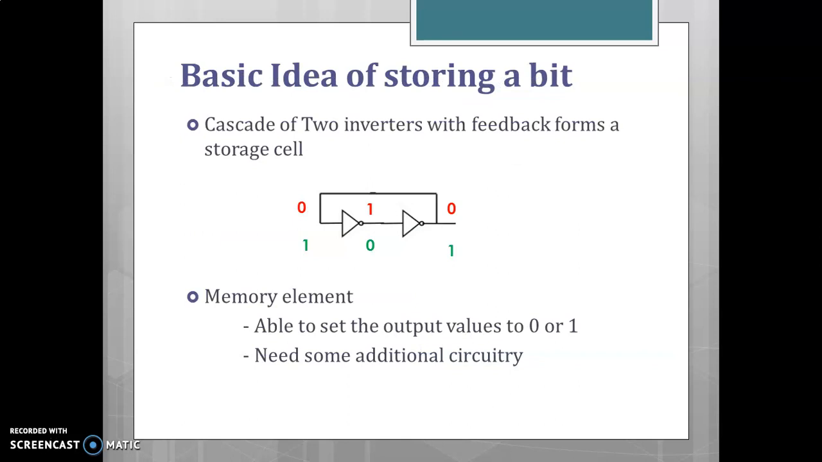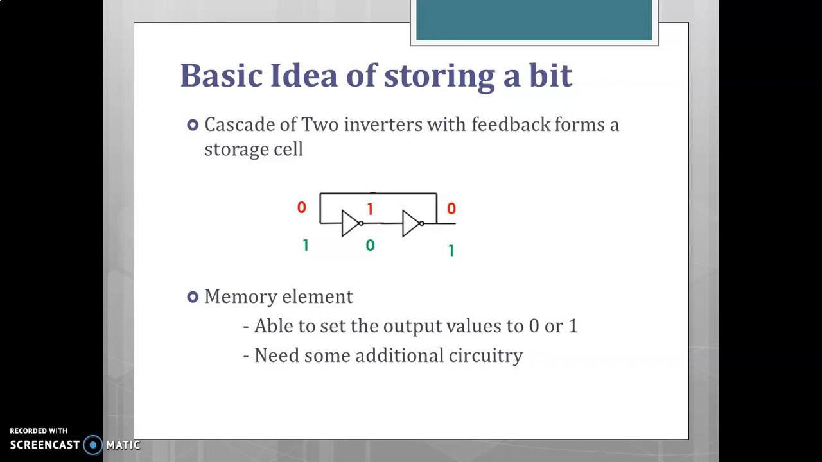Next, how to store a bit. Two NOT gates connected in cascade with feedback form a basic storage element. Let us assume the input of the logic gate is 0. Then the output of the first gate is logic 1. So the output of the second gate is logic 0. The same 0 is fed back to the input. The output remains 0 as long as the circuit remains unchanged.